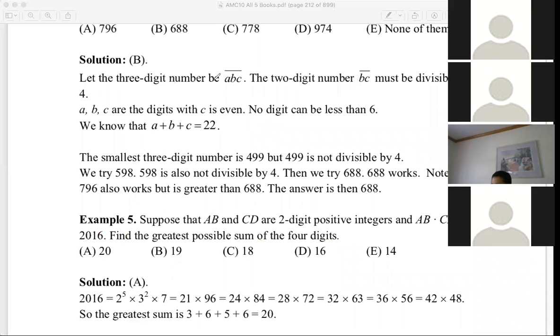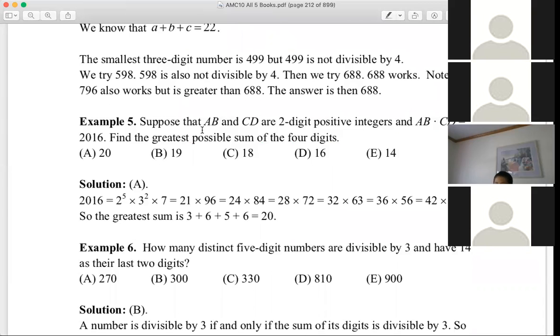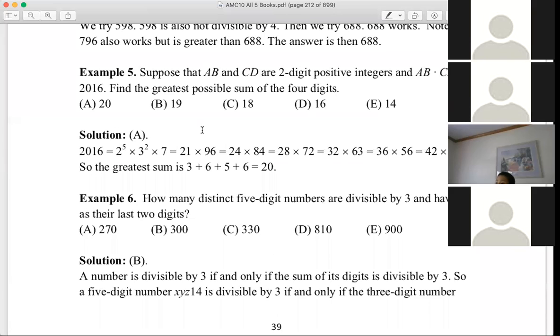So this is the exact way you need to do this problem. Yeah, correct answer is A. Say, first you need to factor this number. Then try to write these numbers as products of two two-digit numbers. Then check which one gives you the largest sum.